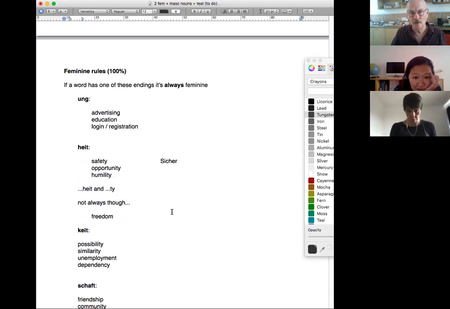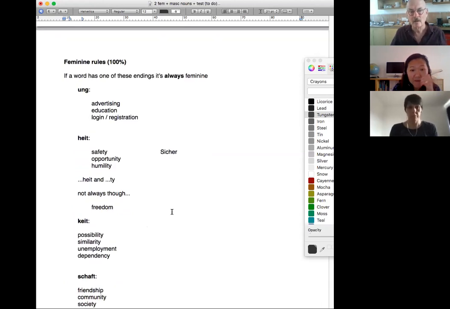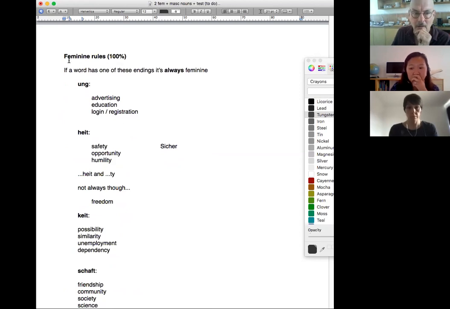Okay. So now we're going to look at some endings. All of these endings are 100% reliable for feminine. What is the word for advertising? Werbung. What's the word for education? What's the word for login or registration? Anmeldung. So Werbung, Bildung, and Meldung are examples of words that end in "ung" that are always feminine.